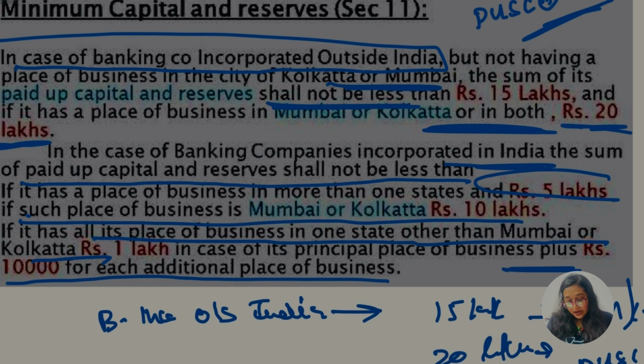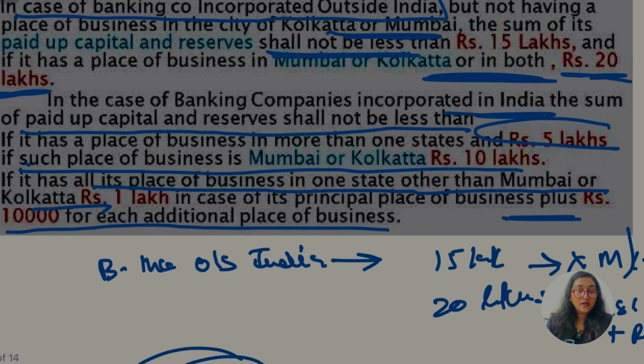Second case, if the banking company is incorporated in India, in that case again two parts, okay. If it has place of business in more than one state, in that case 5 lakh, okay. And if such place of business is Mumbai and Kolkata, see how much importance is given to Mumbai and Kolkata, okay. So yes, if they are having place of business in Mumbai, in Kolkata, then in that case 10 lakh is going to be the paid up share capital and reserve to be maintained.